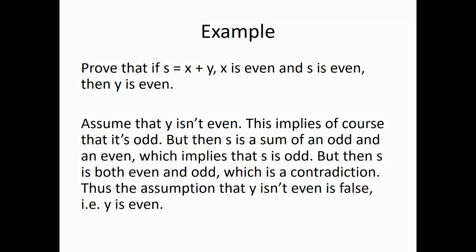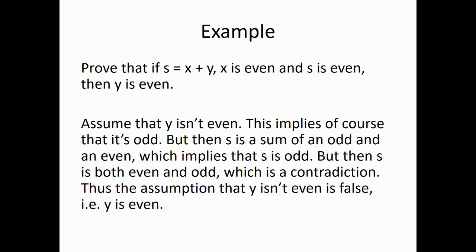So let us say that we know that S is equal to X plus Y, okay? That's the first part of the given. We also know that X is even, and we also know that S is even. Take a moment to make sure that you understand the structure of this. We are given that S is the sum of X and Y. We're given that X is even, and we're also given that S, the sum, is even. Now, what we wish to prove is that Y is even.